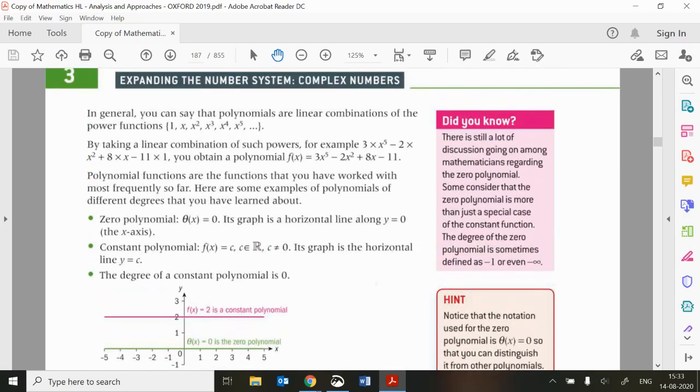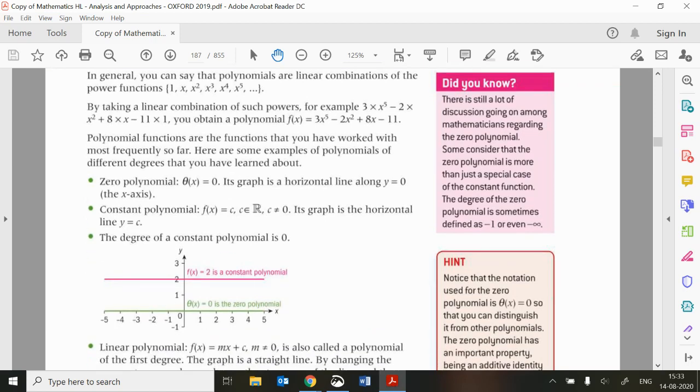They talk about the zero polynomial, just for completeness. We've got a constant polynomial, which is just a straight line. It's the one where c lots of x to the 0 gives us a constant term, and that's a constant polynomial. But the zero polynomial we're just defining to be equal to 0, which is also a straight line.